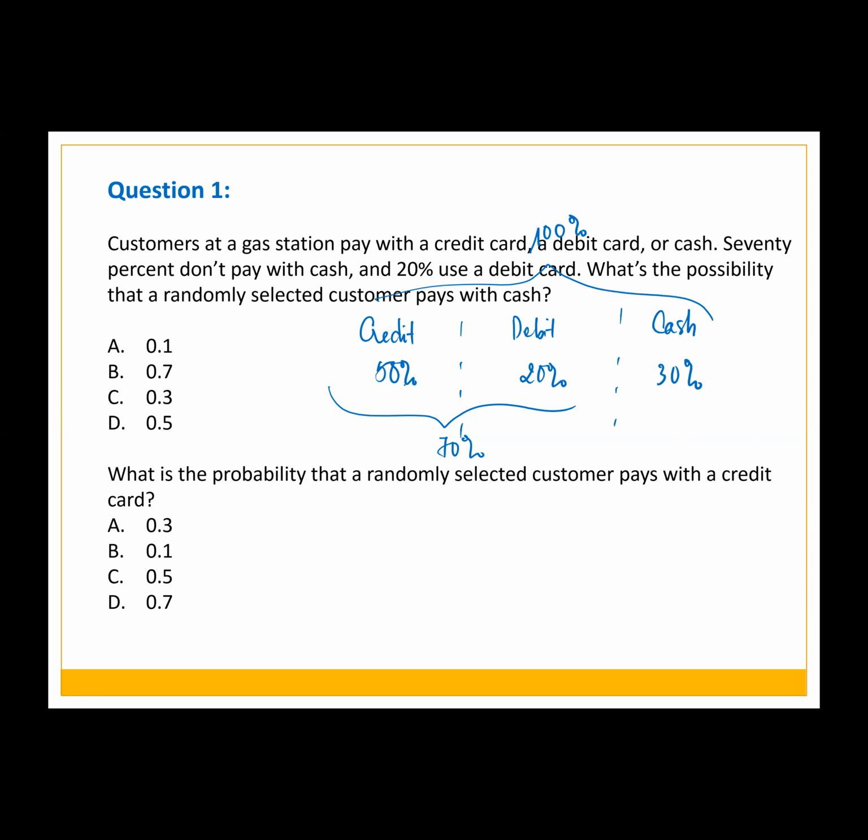So what's the probability that a randomly selected customer pays with cash? As we see here, cash has 30% of the customers, so the answer is C. Now let's see the next question. What is the probability that a randomly selected customer pays with a credit card? With this diagram in mind, and since we already derived everything at the beginning from the given information, we can immediately come up with the answer, which is also C, 0.5.